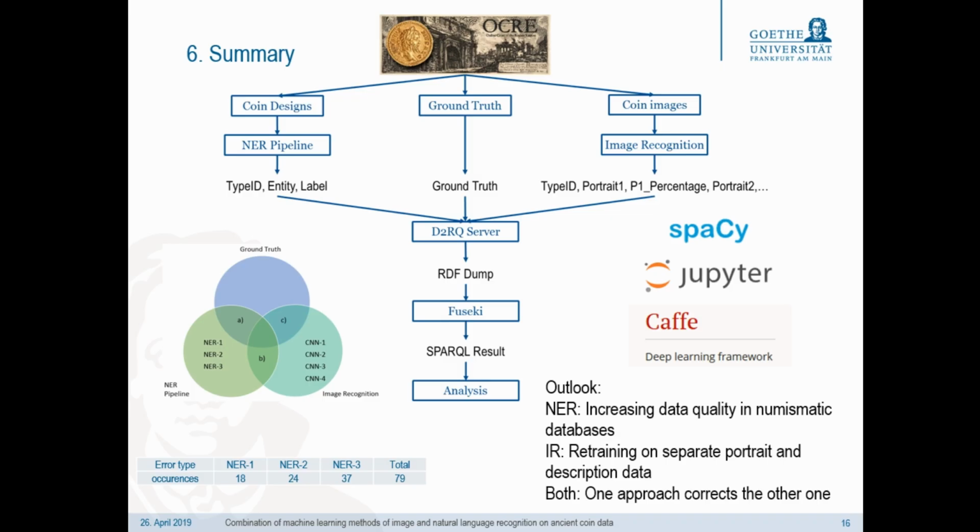So, as summary and outlook, we can say that our named entity recognition pipeline works well. It is ready to be used as a tool for increasing data quality on numismatic databases. It can find 3 different types of errors in the data. These errors cover missing, wrong, and additional portrait data. In contrast, the image recognition approach needs more improvement. It's able to find the same errors like the NER pipeline, but it has also some problems.